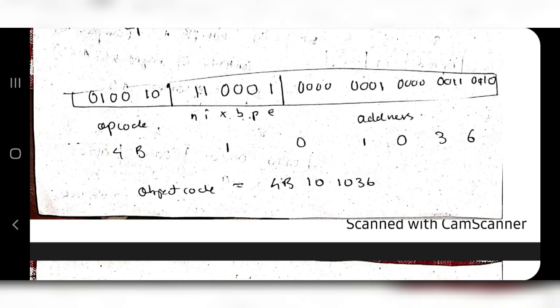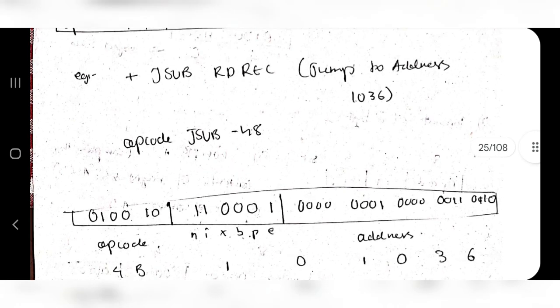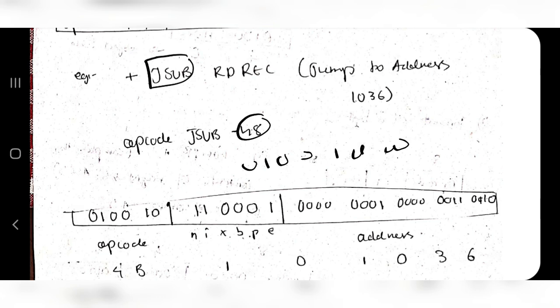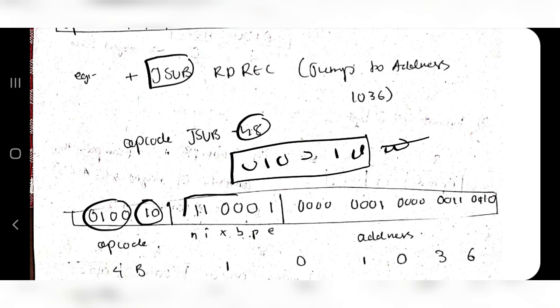That was for the opcode. How is the opcode specified? By using this one, JSUB. The JSUB value is 48. I know 48 is 0100 1000. By that I got that it is just a 6-bit storage, so I will be just storing 010010. Next, this will be specified by the operation. Is it an indirect operation? No, it's not. Is it an immediate operation?